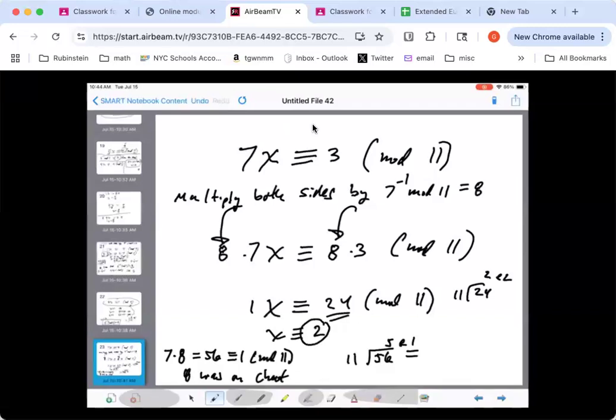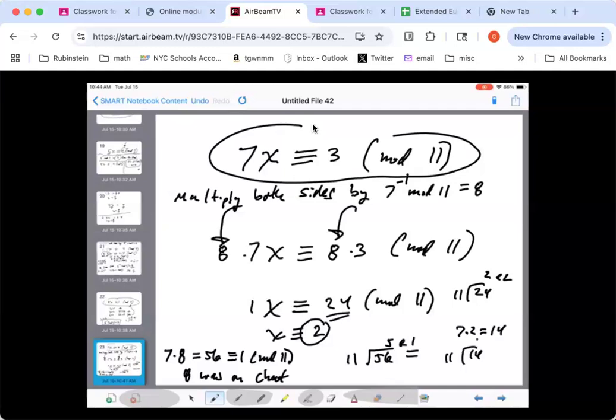And if you don't believe it, go back to the initial question. 7 times 2 is 14. 14 divided by 11 does have remainder 3.